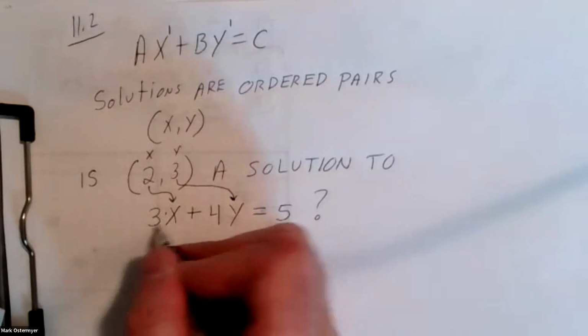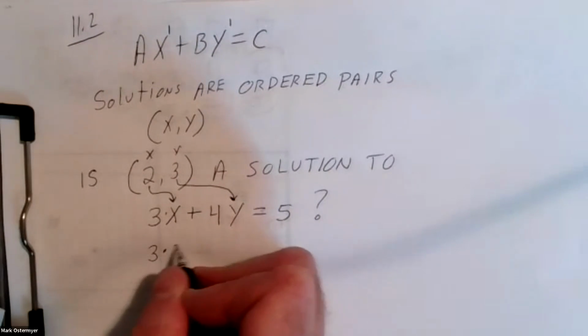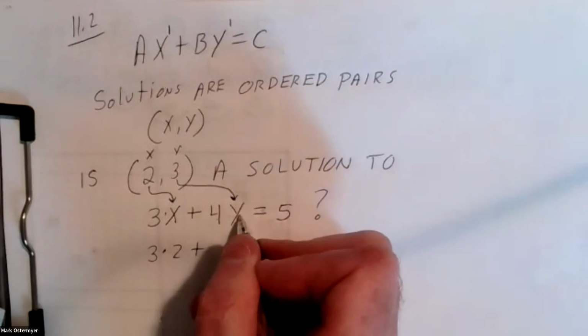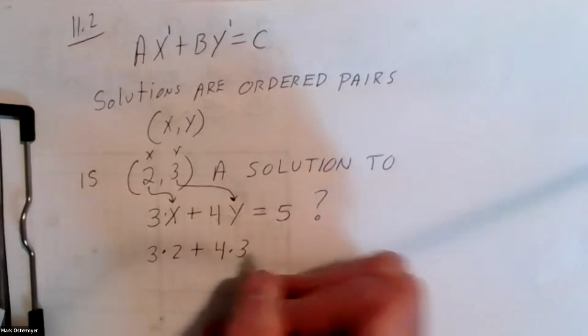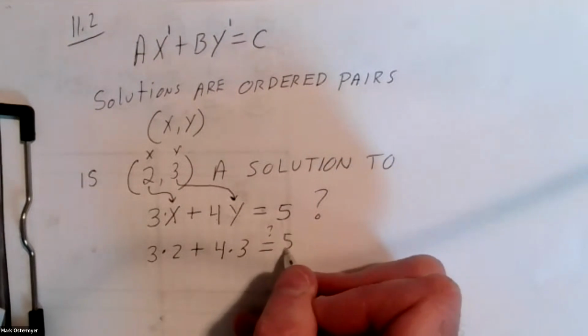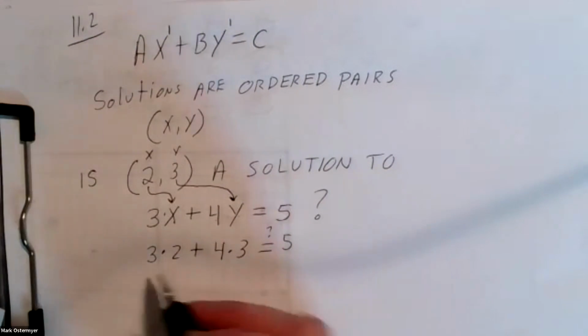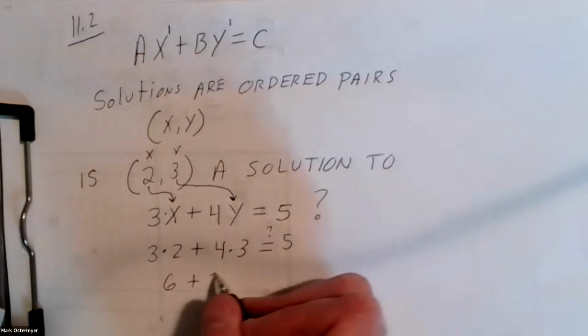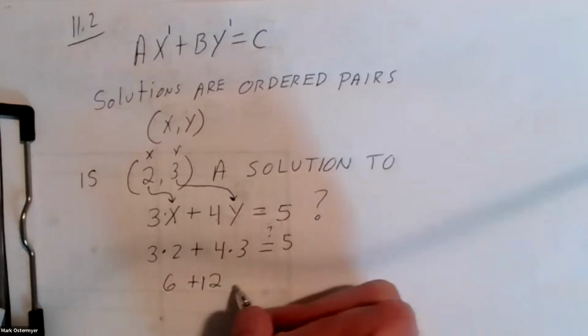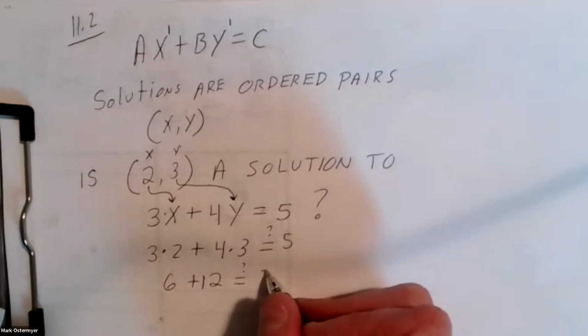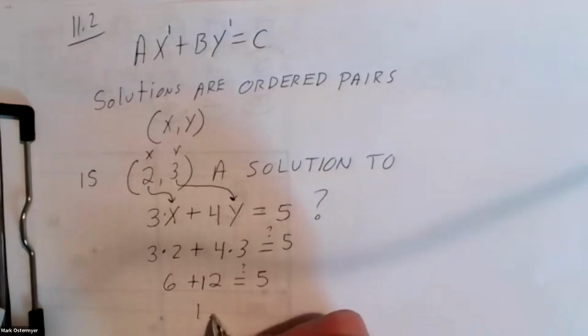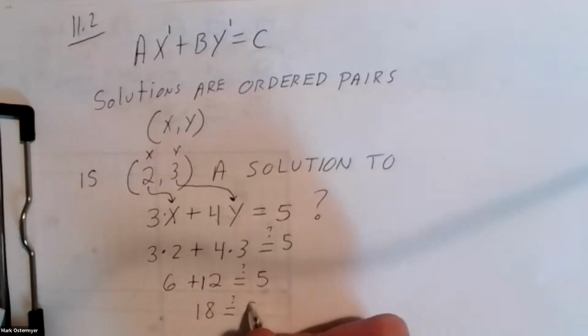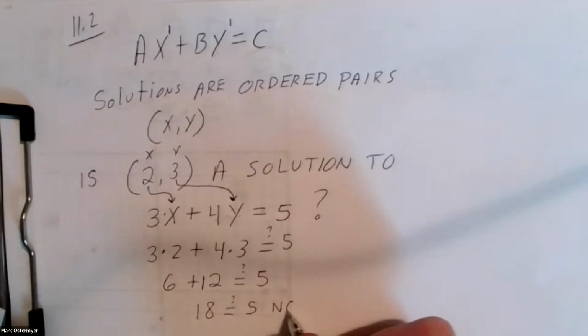So is it true that 3 times 2 plus 4 times 3 is equal to 5? Well, 3 times 2 is 6, 4 times 3 is 12. Is 6 plus 12 equal to 5? Is 18 equal to 5? And the answer is what?